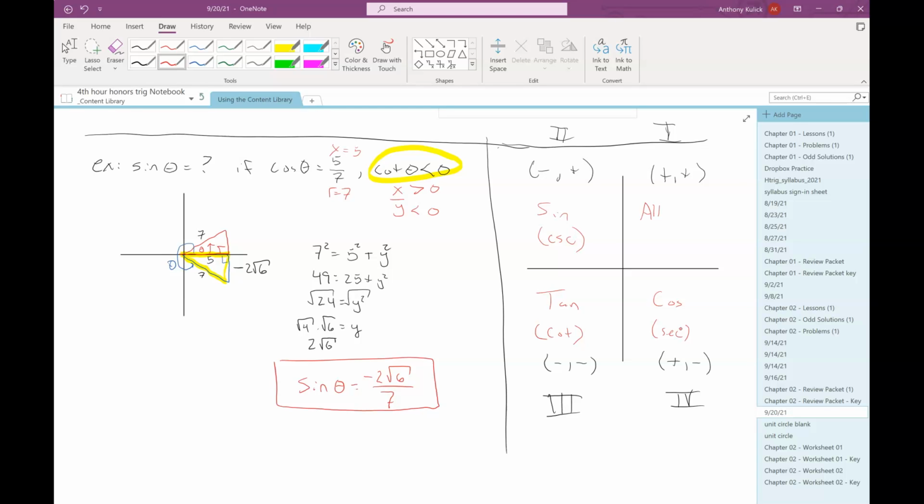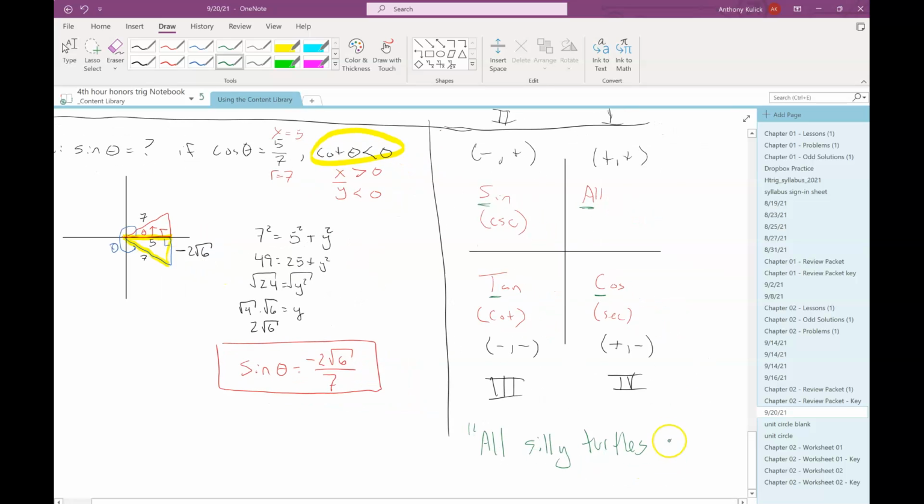So back when I was a student, the acronym that we used to remember this was ASTC. And we said that all silly turtles crawl. You can make up your own acronym that's easier to remember for you. This makes little sense to me, but I remember it still from 30 years ago when I was a student. Well, 25 years ago anyways. But I still remember it.